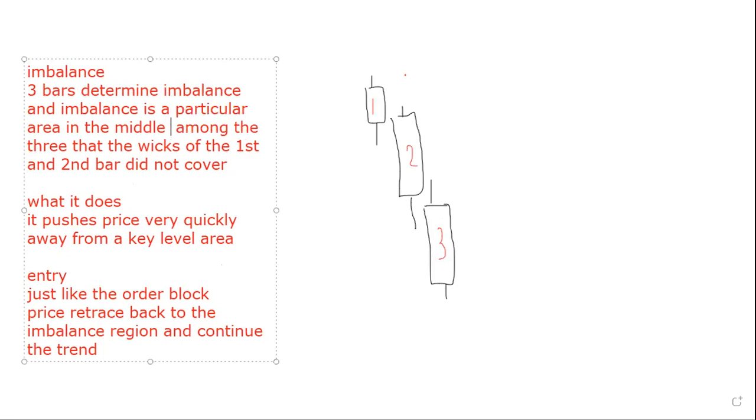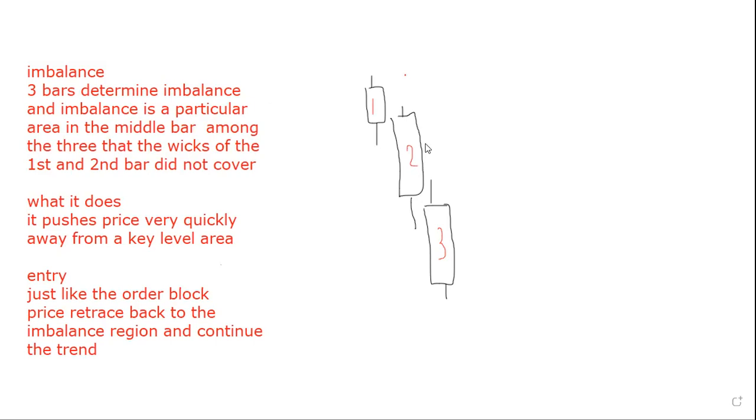In the middle bar, that means the second bar among the 3 bars. This particular bar is the bar we want to watch out for, this second bar. Among the 3 bars, that is the bar we want to watch out for.